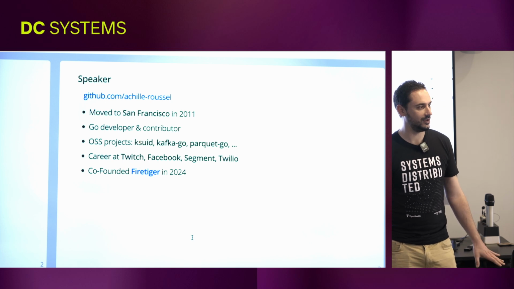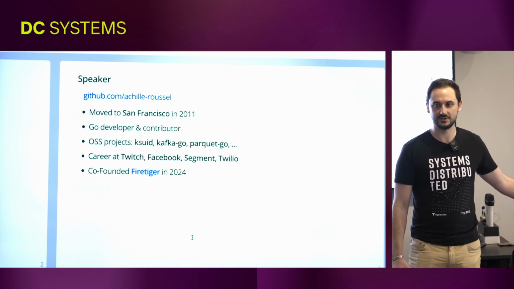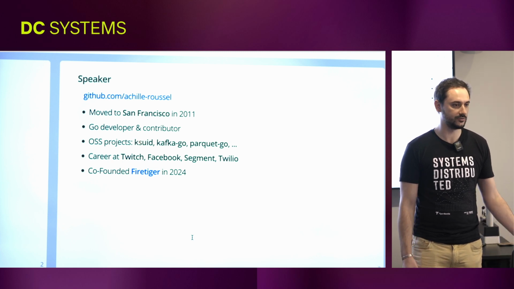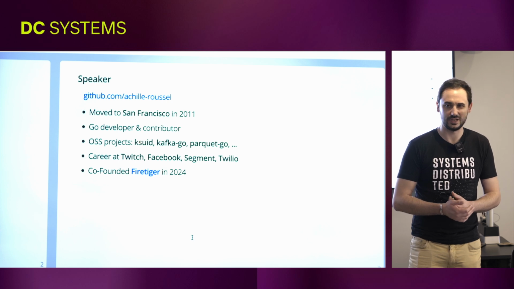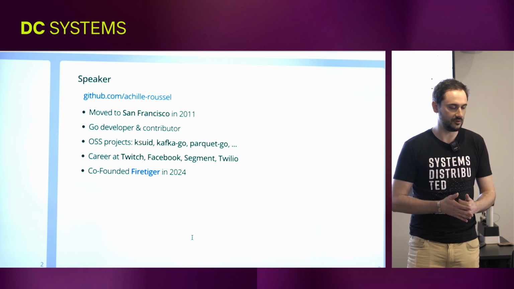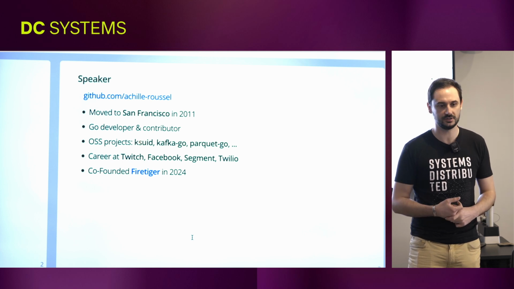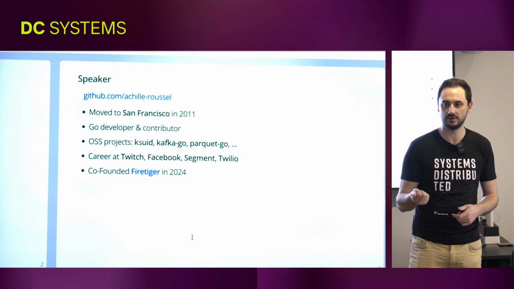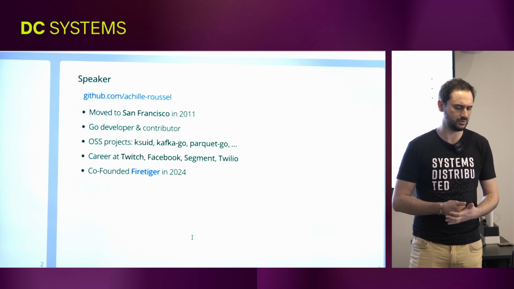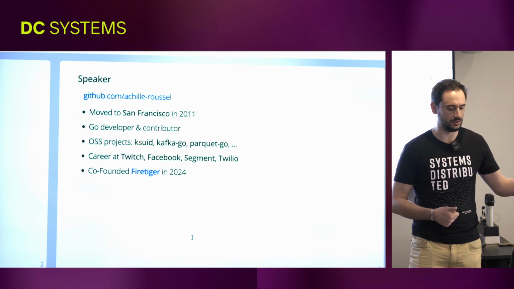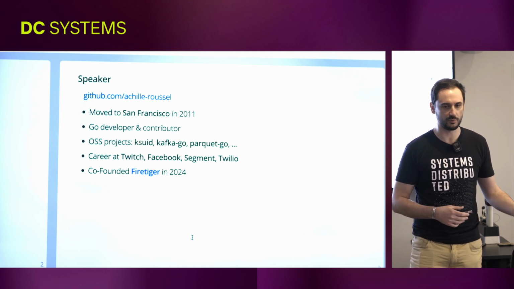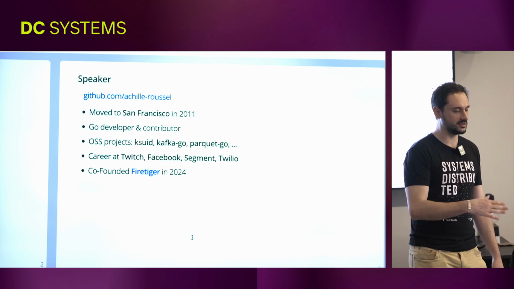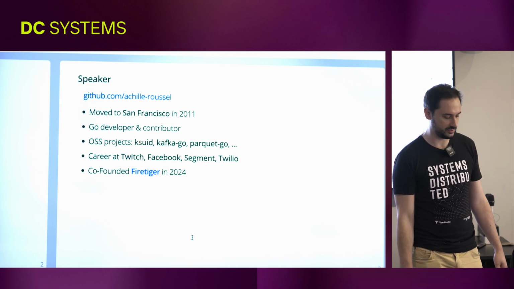Quick slide about me. I came from France in 2011, moved to San Francisco, started working as a software engineer. I started working with Go specifically over 10 years ago, and I've been developing with the tool, also contributed to the project. I implemented the WASI Preview 1 port, I think 2 years ago, and also authored a couple of open source projects. Parquet is the main one that I maintain now, and I've shifted between startups and big companies through my career.